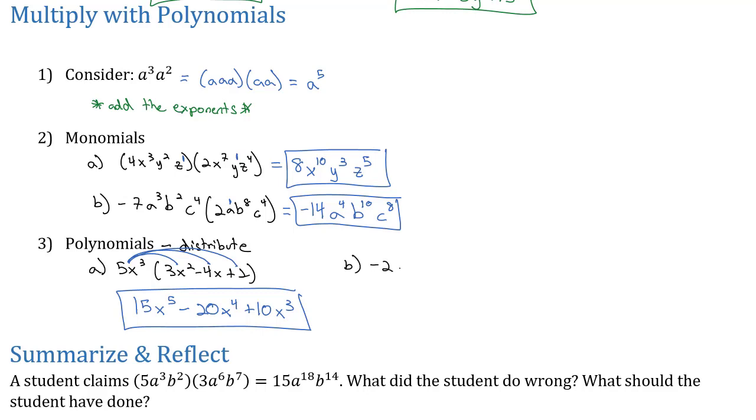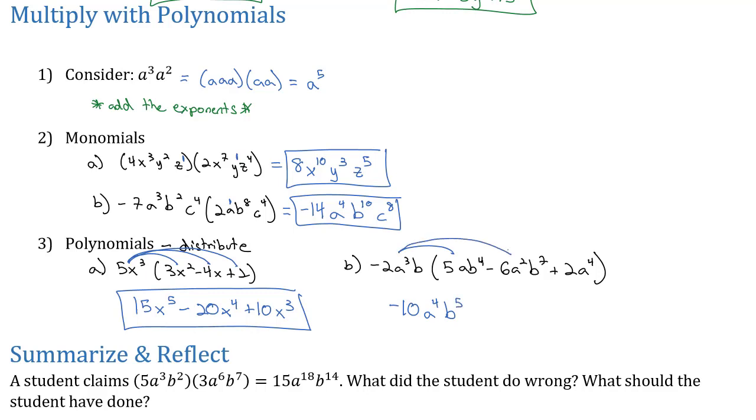Let's take negative 2a cubed b and multiply it by 5ab to the 4th minus 6a squared b to the 7th plus 2a to the 4th. Again, the way we multiply is we distribute. Distributing, negative 2 times 5 is negative 10. On the a's, I have 3 plus 1, which is 4. On the b's, I have 1 plus 4, which is 5.